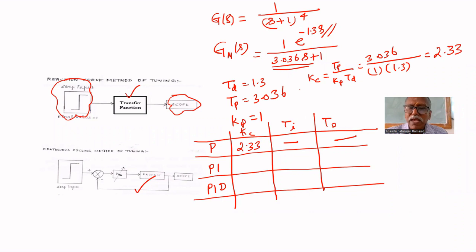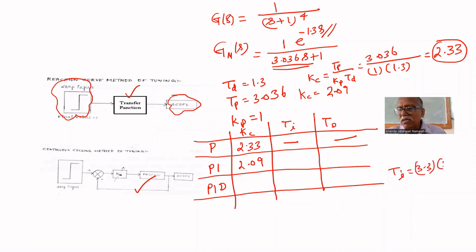What is Kc for the PI controller? This must be multiplied by 0.9. So 0.9 times 2.33, how much? 2.09. Okay. For PI, Ti we have to find. Ti equals 3.3 times dead time. Dead time is 1.3. Find: 4.29. No Td for the PI controller.